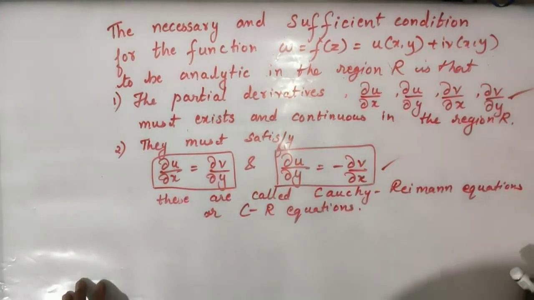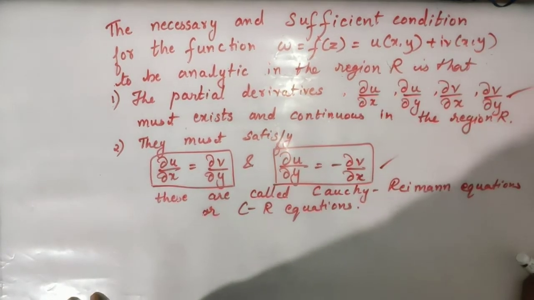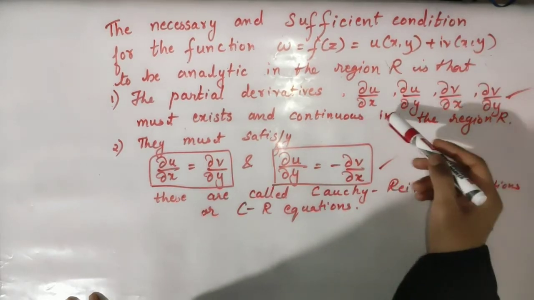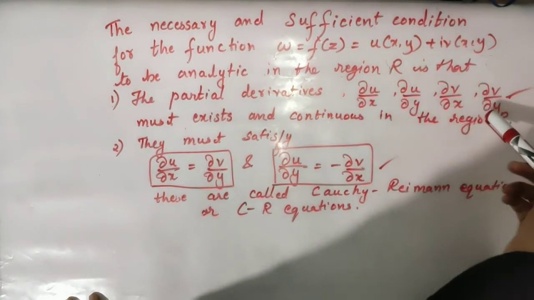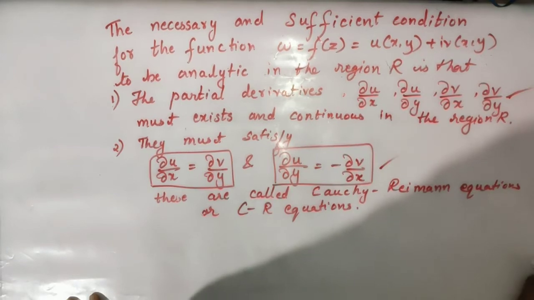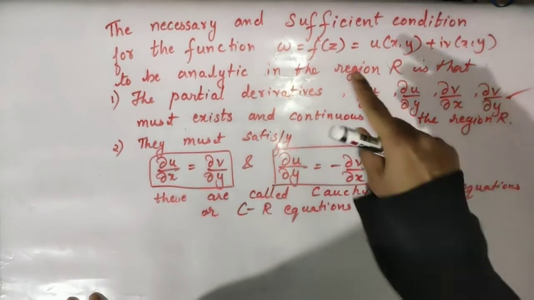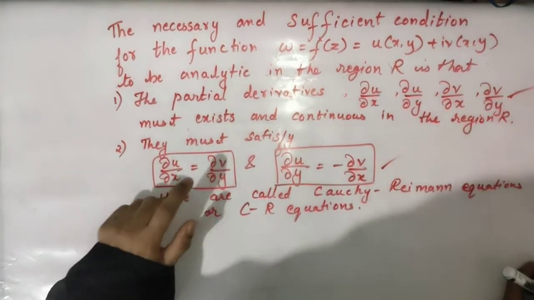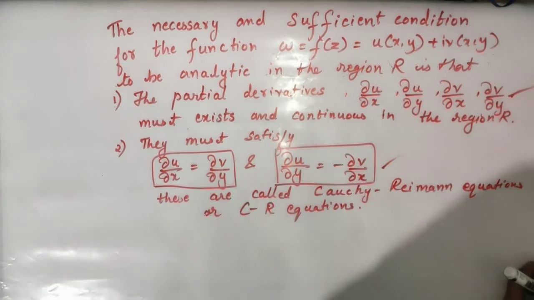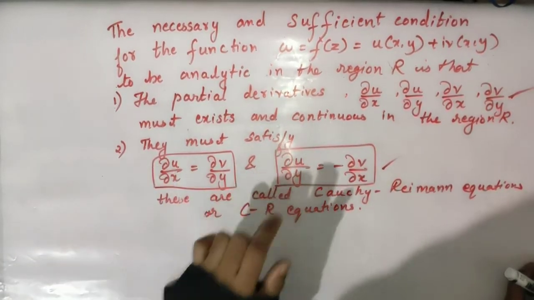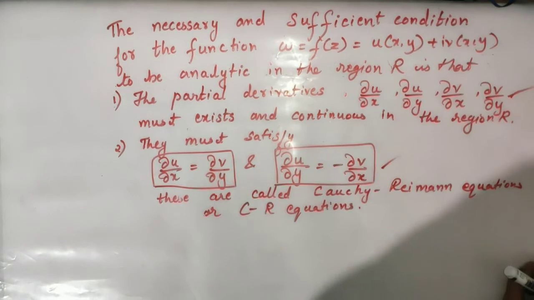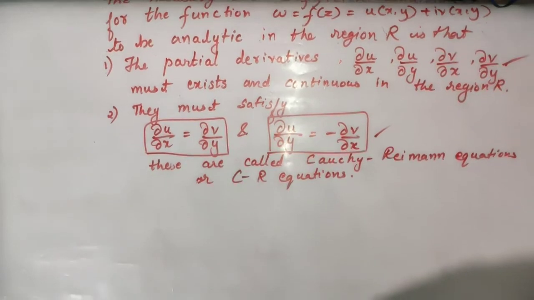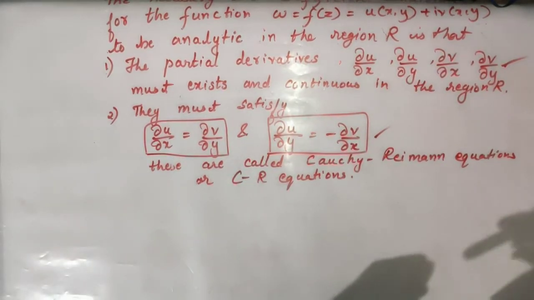Any function f of z is equal to u of xy plus i into v of xy is said to be analytic if the partial derivatives dou u by dou x, dou u by dou y, dou v by dou x and dou v by dou y exist and are continuous in the region R where the function f of z is defined, and they satisfy the equations dou u by dou x is equal to dou v by dou y and dou u by dou y is equal to minus dou v by dou x. These equations are called Cauchy-Riemann equations or CR equations. In short, we are deriving CR equations, that is the necessary and sufficient condition for the function to be analytic.